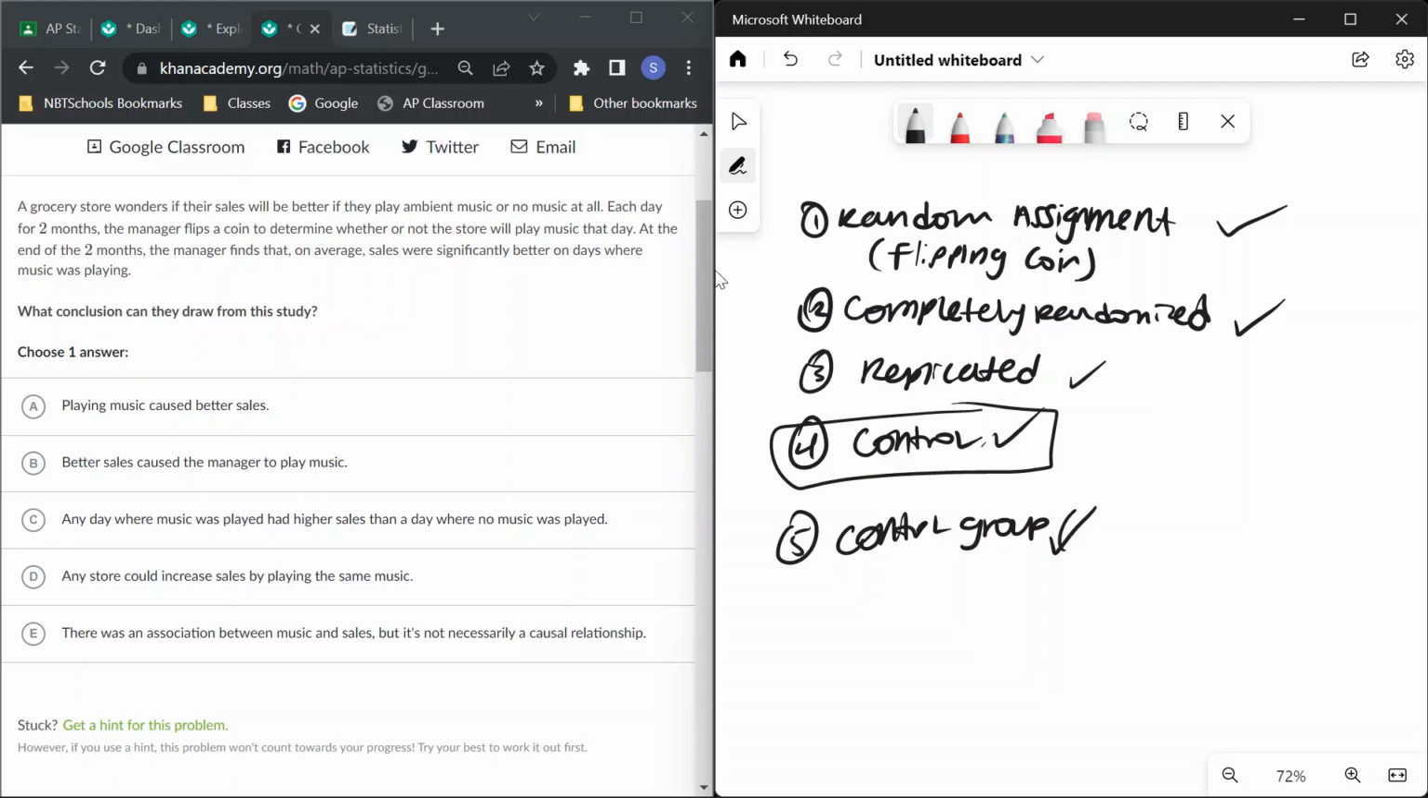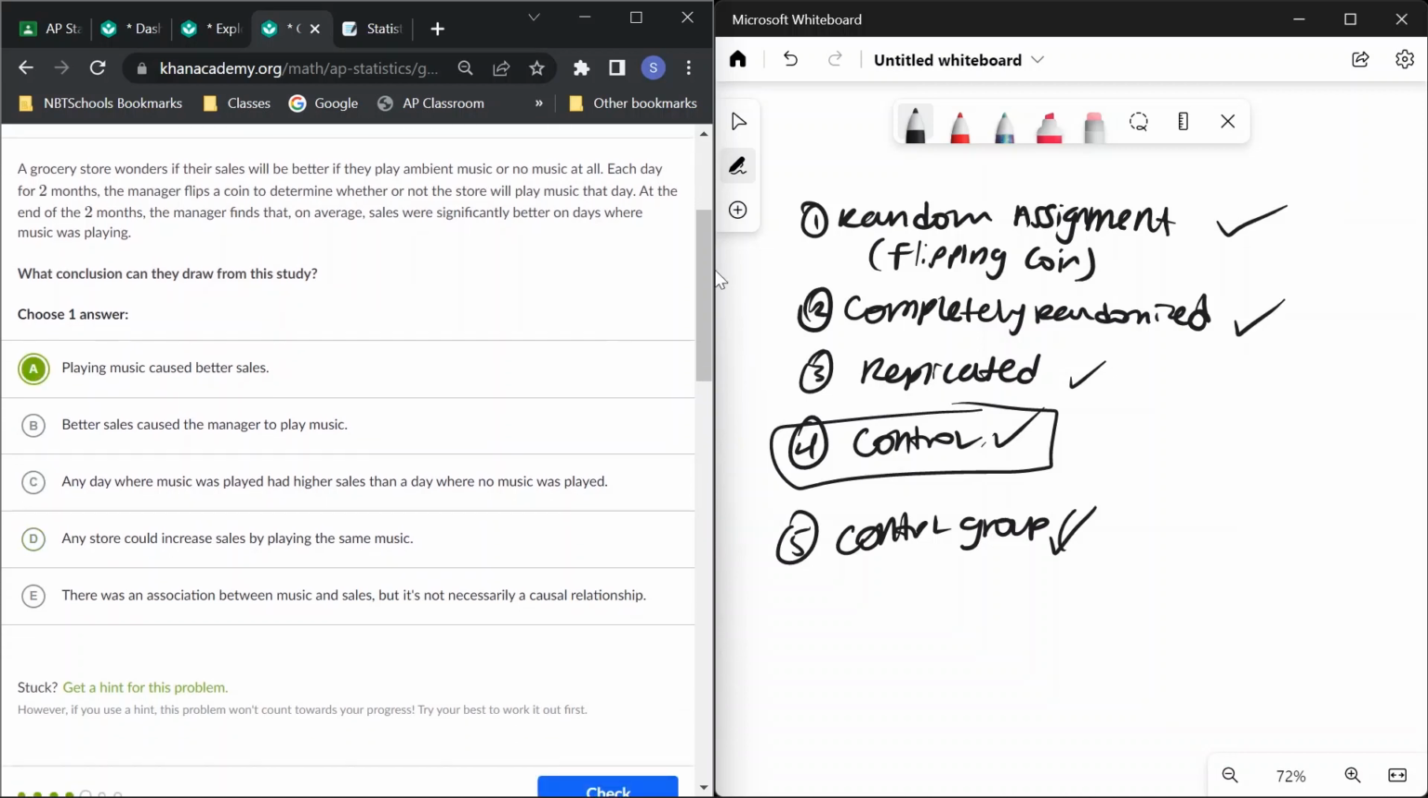There was an association between music and sales, but it was an experiment though. Any store could increase sales by playing the same music. Any day where music was played had higher sales than a day where no music was played. Better sales caused music? No, it's wrong. Playing music caused better sales, where any day where music was played had higher sales than a day where no music was played.